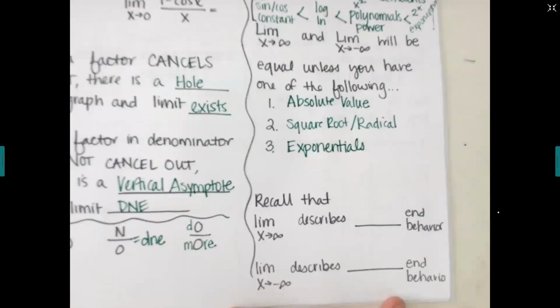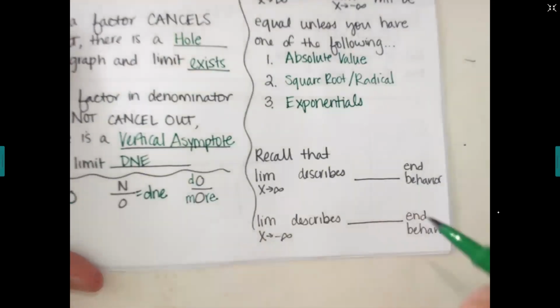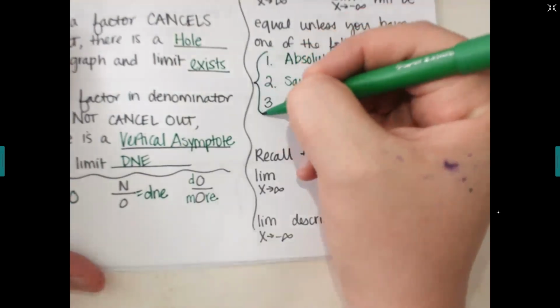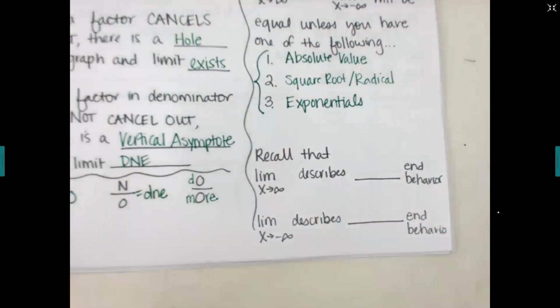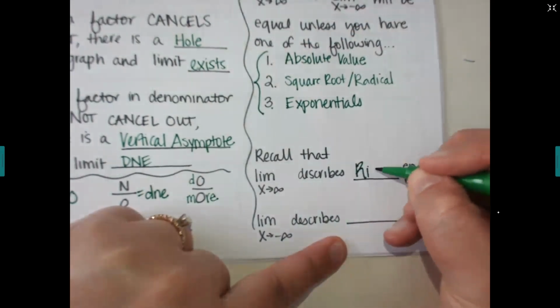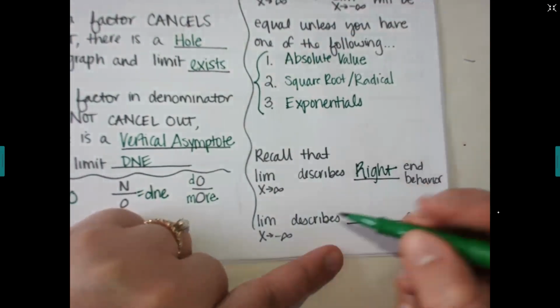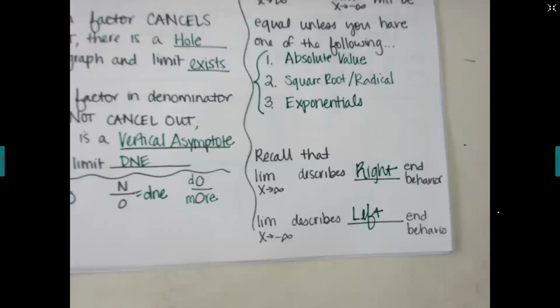If these three types of functions are not in your equation, then it doesn't matter if you're checking negative infinity versus positive infinity, because the ends will do the same thing. Now just to make sure that you remember, x to infinity is going to be the right end behavior. And then negative infinity describes the left end behavior.